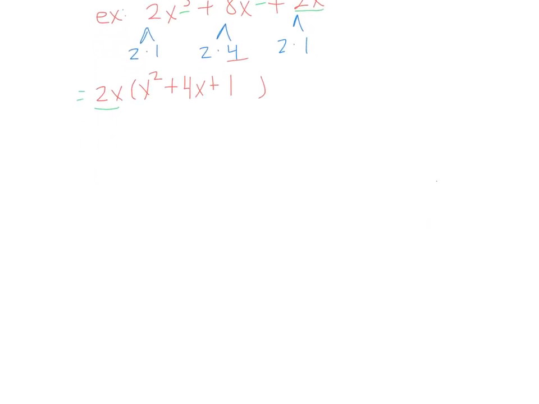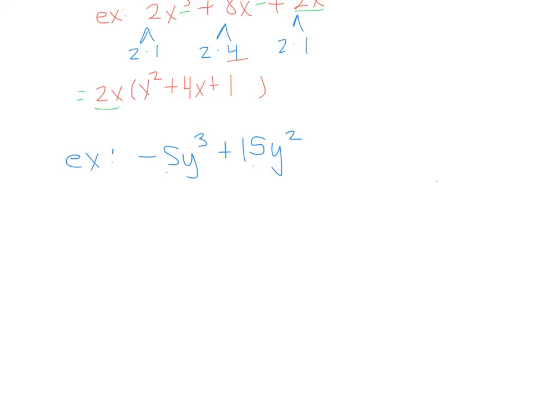All right, so let's look at another example. Let's look at negative 5y cubed plus 15y squared. So we want to identify what common factors there are in each of the terms. So if we look at the coefficients to start off with, we can see that there's going to be a 5. That's common to both the 5 and the 15.